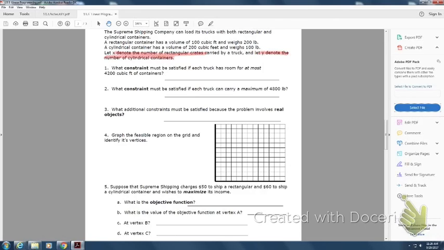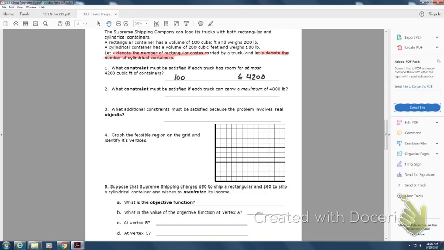So going to number 1, it says what constraint must be satisfied if each truck has room for at most 4,200 cubic feet. So that is the volume. If at most there is 4,200 feet, is it okay if a truck carries less than that? Yes. Would that still work? Yes. Is it okay if it is right at 4,200 feet? Can it be more than that? No. So whatever we put on the left side, it's going to have to be less than or equal to 4,200. Okay. How much space does a rectangular take up?